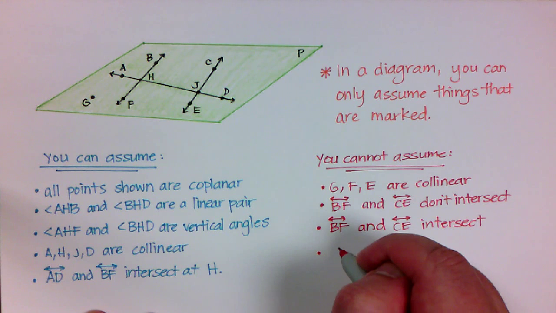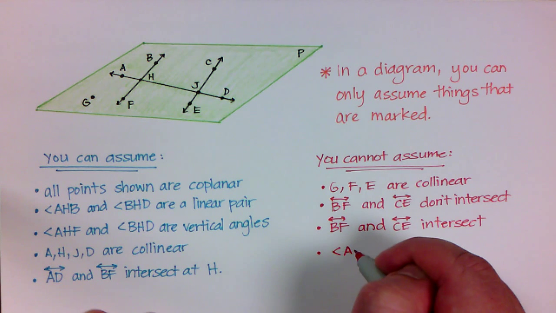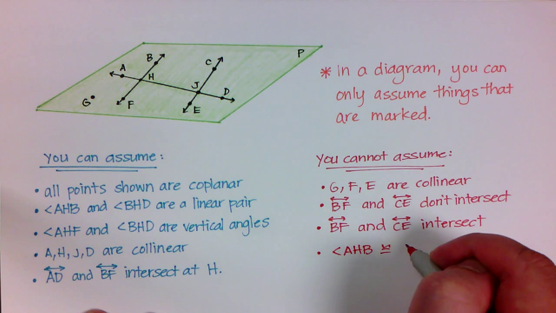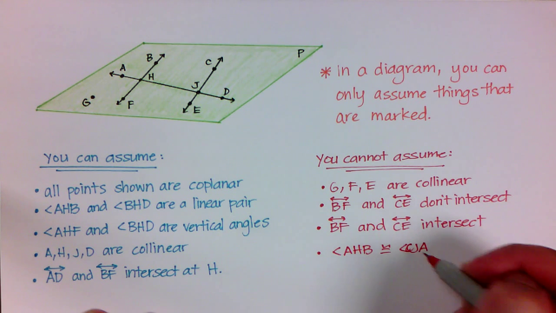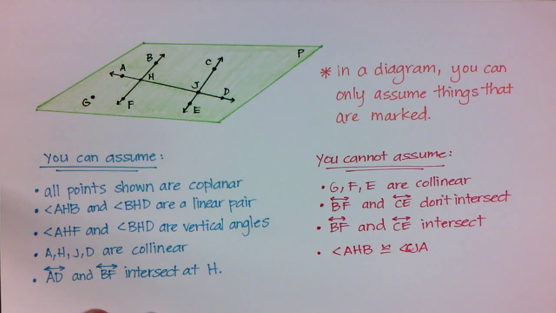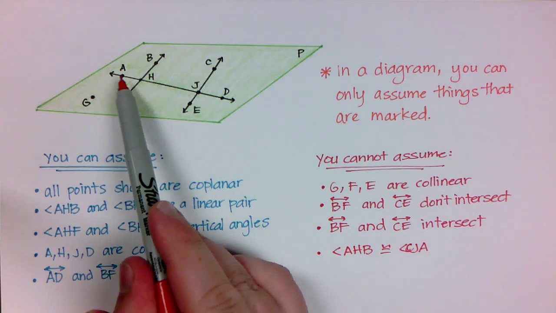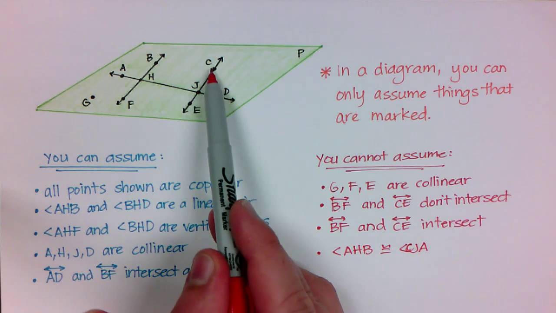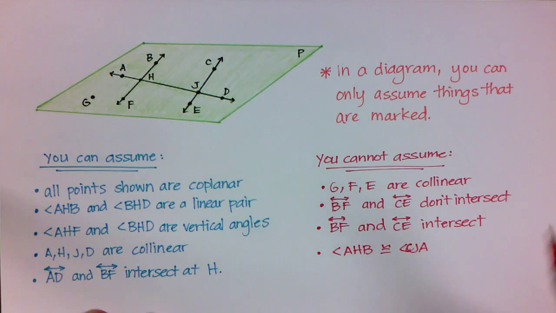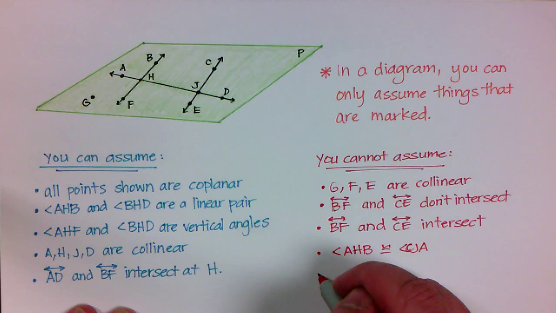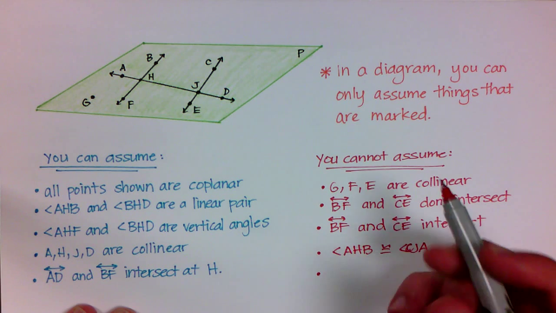Let's do two more things. How about the angle AHB and angle CJA are congruent? That's something that I cannot assume. So this is angle AHB and CJA. Even though they're both on the left-hand side and I know some properties about parallel lines, I can't assume that those two are congruent because I was never told that they were parallel lines.